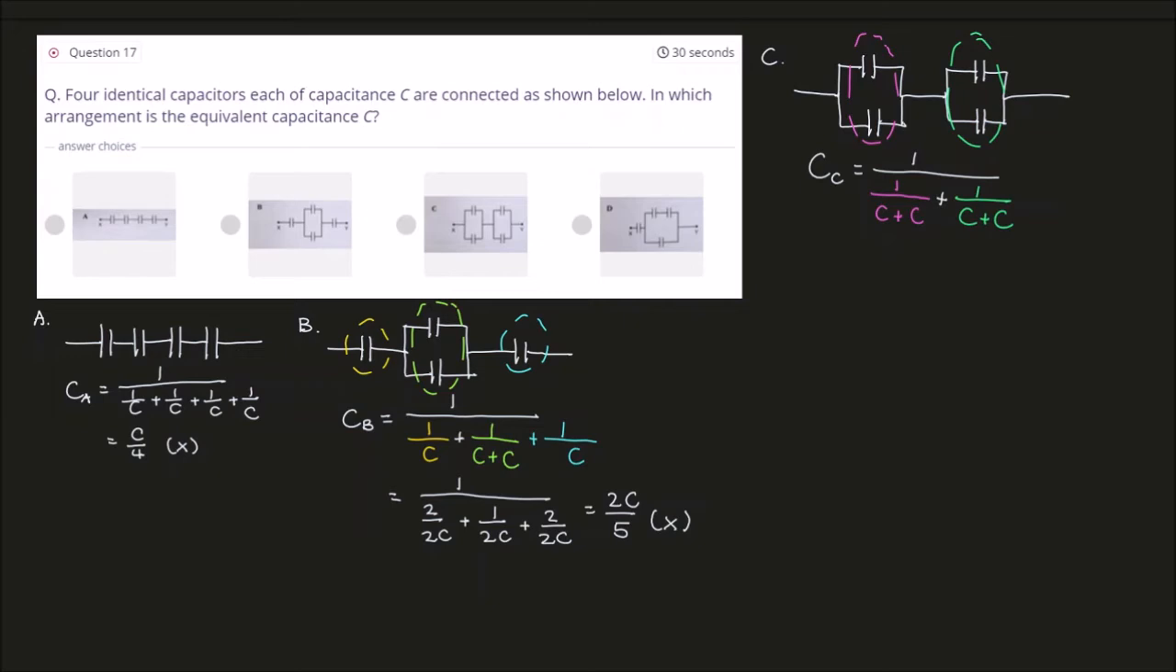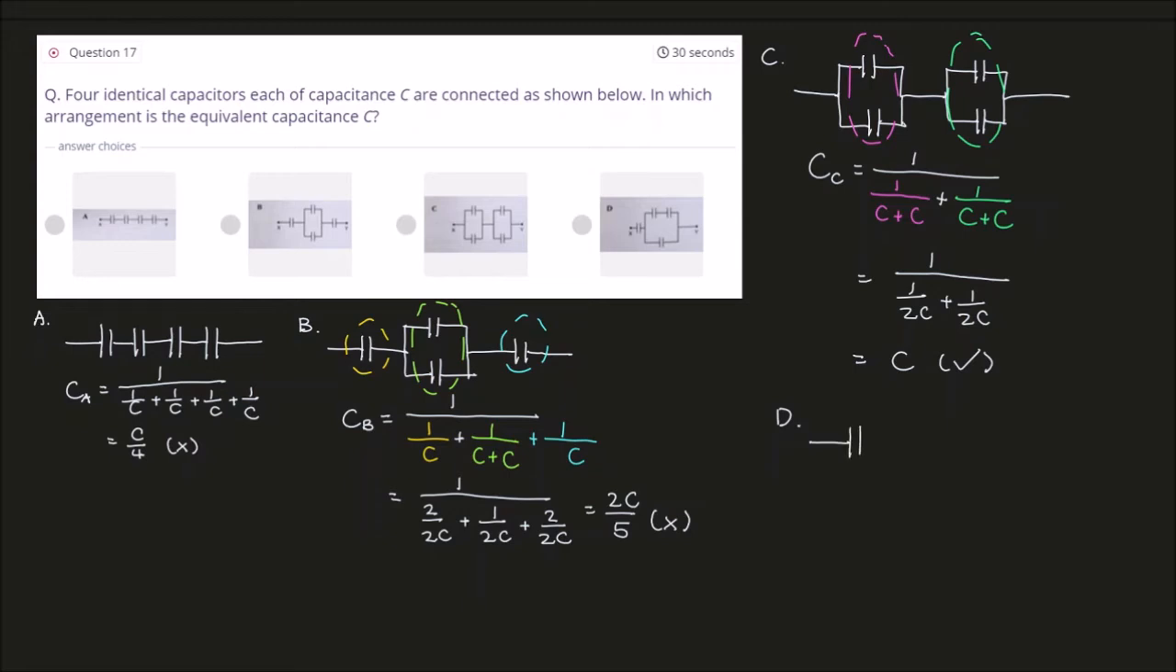Once you reach this part, you find that this will be 1 over 2C plus 1 over 2C. If you add them up and flip the result, you'll get C. And this should be our correct answer, which is C. But let's look through everything to be sure. So let's look through D again.